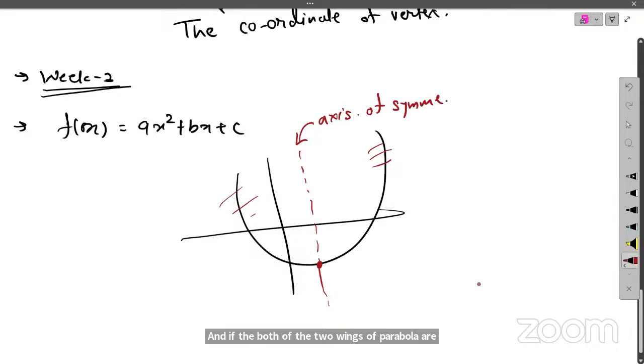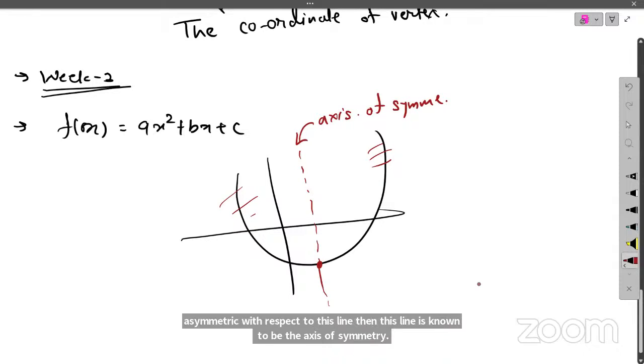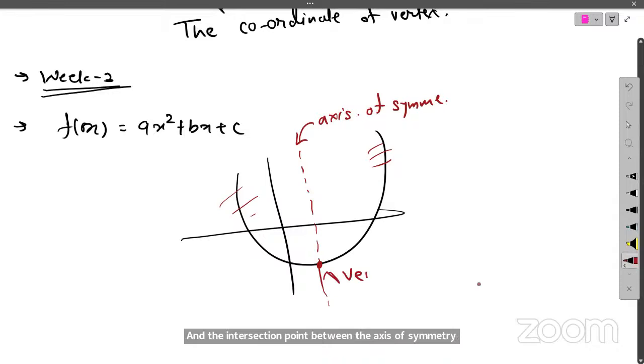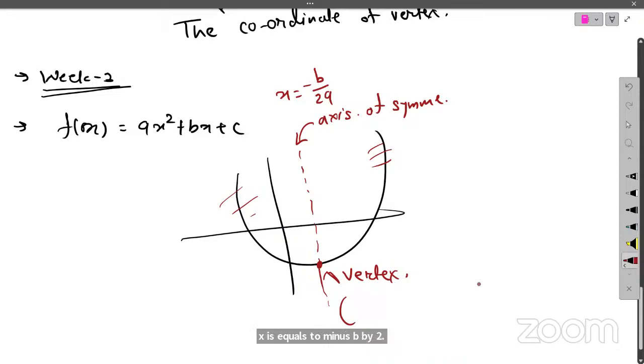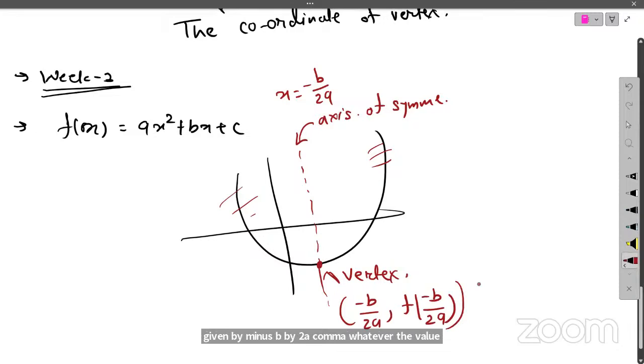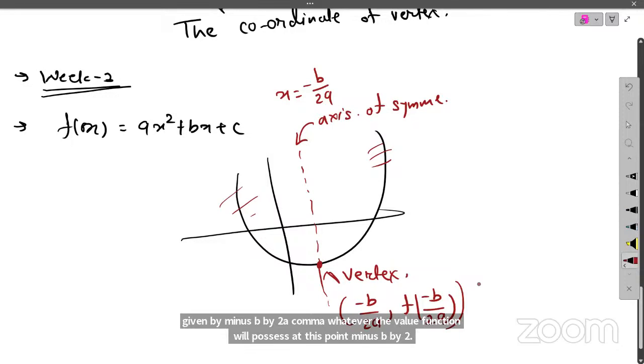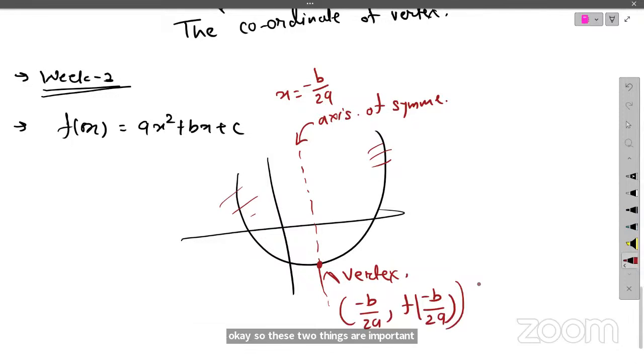And the intersection point between the axis of symmetry and the parabola is known as the vertex. If we have a general equation of a parabola, then the equation of the axis of symmetry is given by x equals minus b by 2a. The vertex coordinate is given by minus b by 2a, comma, whatever value the function possesses at this point. So these two things are important with respect to a parabola.